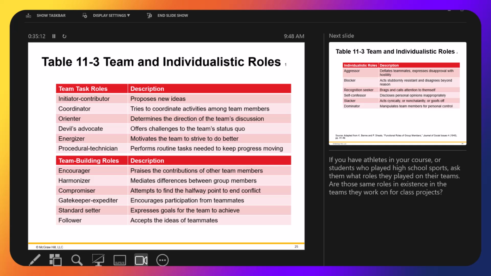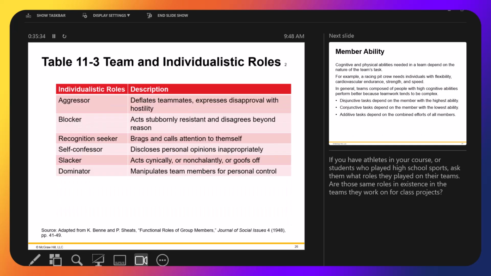Team and individualistic roles. I won't read through all of these. I'll let you read through those on your own. You can pause and read through those to get an idea of what we're talking about here when it comes to different task roles, team building roles, what people play, how they come into play, and what examples are. Here again is a continuation of that.